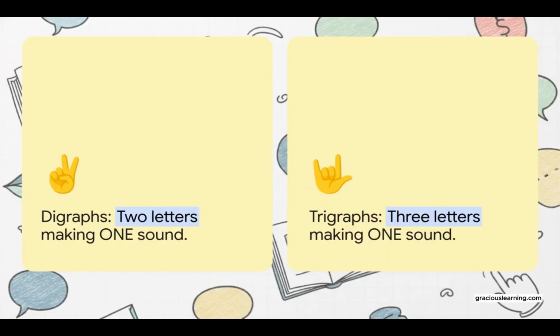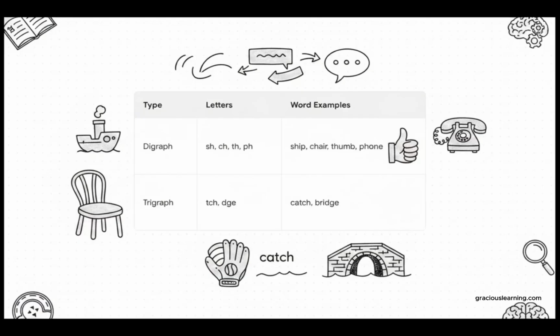We actually have two specific names for this morphing process, and it just depends on how many letters are involved. A digraph is when exactly two letters team up to make one sound. Think di for two. A trigraph, on the other hand, is when three letters join forces to make exactly one sound. Tri means three, like a tricycle. But in both cases, the end result is just one solitary sound. For our two-letter digraphs, we've got SH in ship, CH in chair, TH in thumb, and PH making that F sound in phone. Pretty fascinating, right?